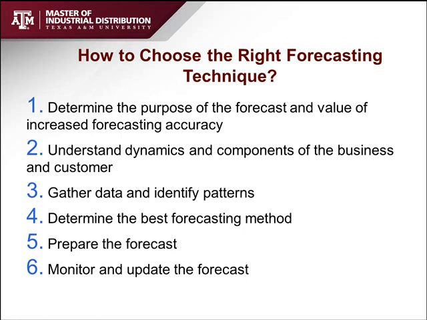Then we go through certain processes and determine the best forecasting method. The next step is basically preparing the forecast, and this step cannot end at one point. It needs to be monitored and updated. What we say is that once you choose the best forecasting technique, depending on the product type, product life cycle, and probably the market, you may need to update your best forecasting technique, at least the parameters, every 6 months to a year.